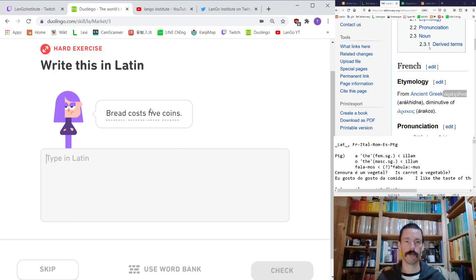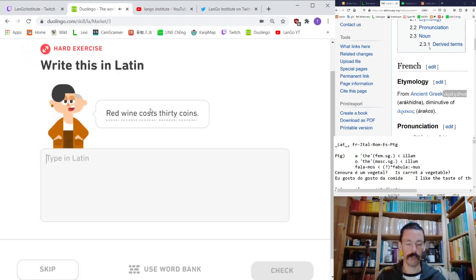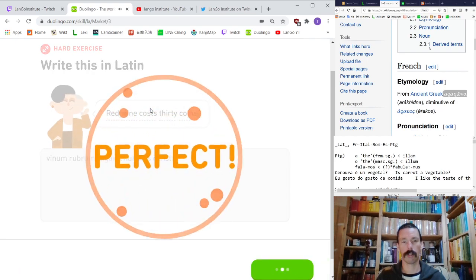Bread costs 5 coins. Panis, quinque, 5. Nummis, dative plural, I think. Constat, singular subject. Red wine, vinum rubrum. 30 coins. Triginta, these words don't inflect. Some numerals do, but not these. Triginta nummis constat. Cool.